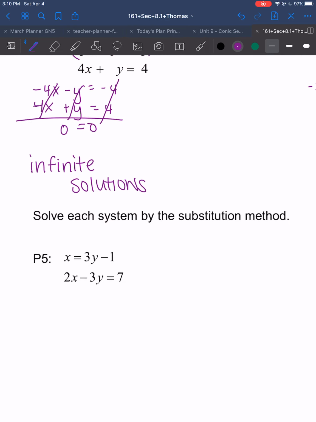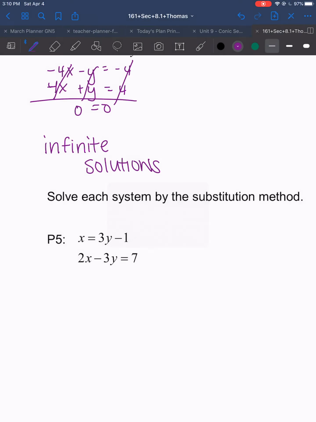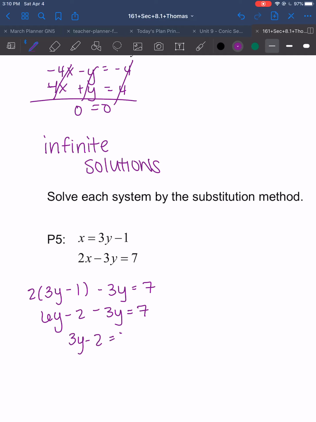And then we need to solve each system using the substitution method. Substitution, you're going to solve for one variable and then plug it back in. Well, this one's already solved for us. So I'm going to plug it in for x. So 2 times (3y minus 1) minus 3y equals 7. Distribute: 6y minus 2 minus 3y equals 7. So 3y minus 2 equals 7.